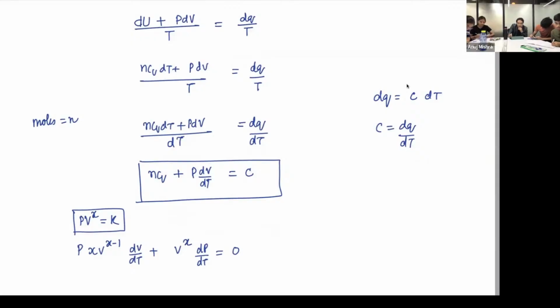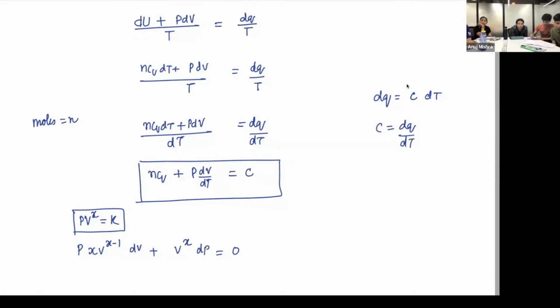Can you get this result? PV^x is constant. To differentiate, once you differentiate with dV and then dP, you get this kind of result. How much is this value coming up? Or if you have a problem with this, you can simply say this plus V^x dP. Do it like this. Is this understood?